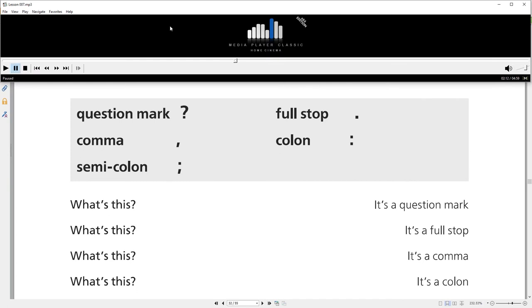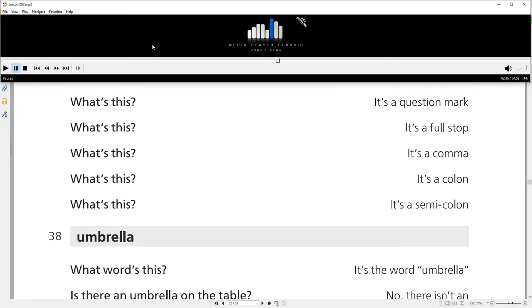Question mark. Full stop. Comma. Colon. Semicolon. What's this? It's a question mark. What's this? It's a full stop. What's this? It's a comma. What's this? It's a colon. What's this? It's a semicolon.